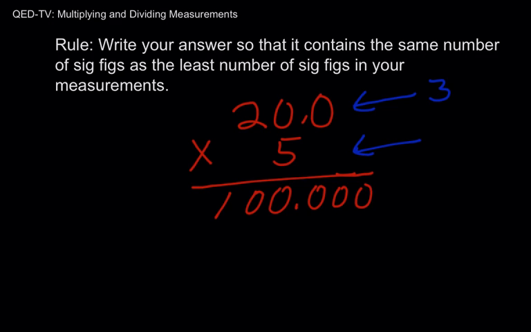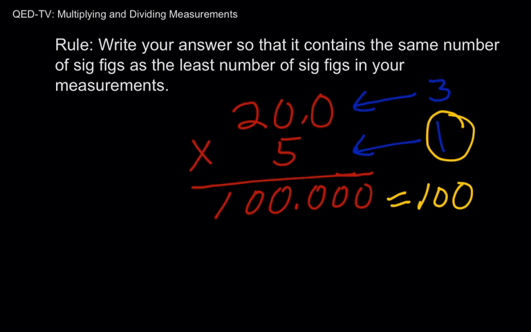This one clearly only has 1 sig fig. There's only 1 digit there. That means my final answer can only have 1 sig fig, and it must clearly be that 1. So my answer here is just 100. That'd be my answer. It only has 1 sig fig.